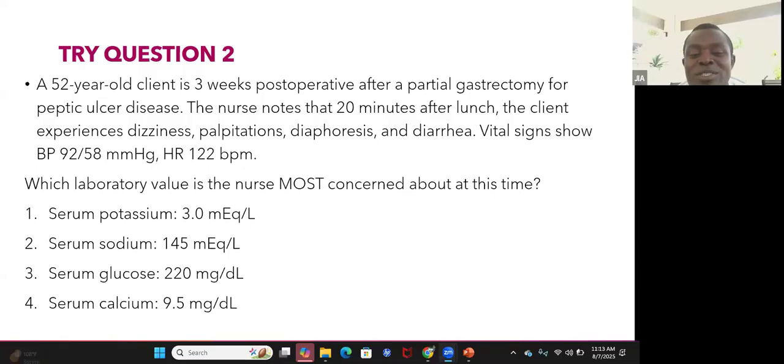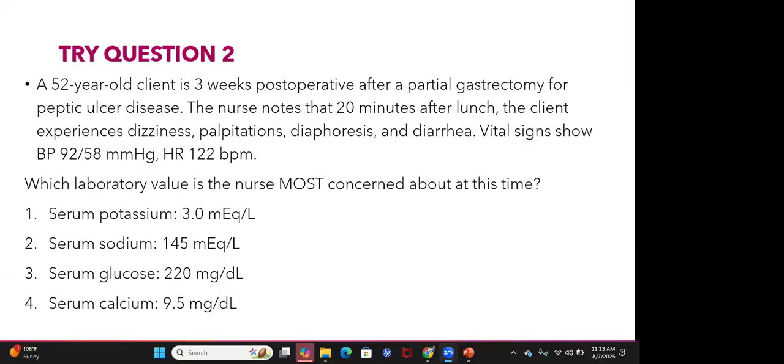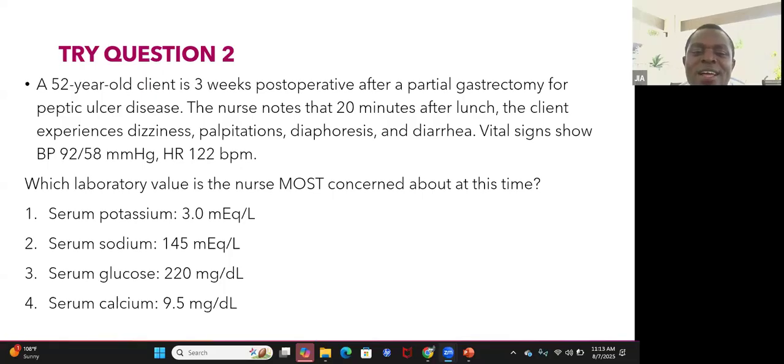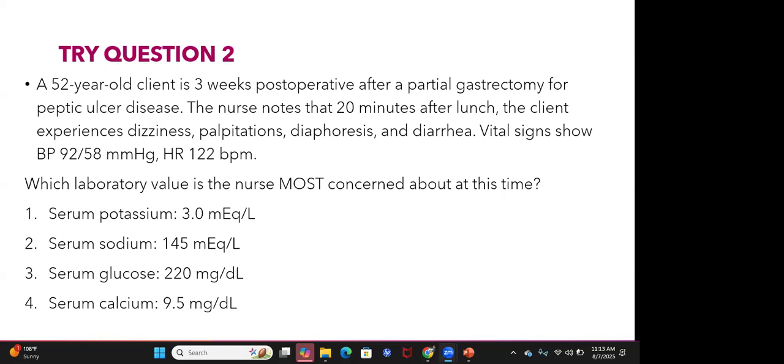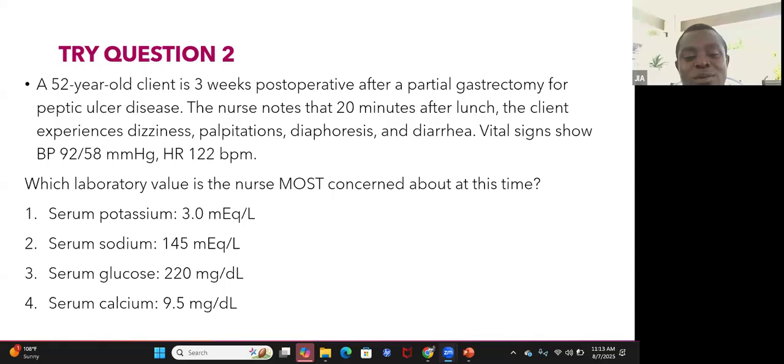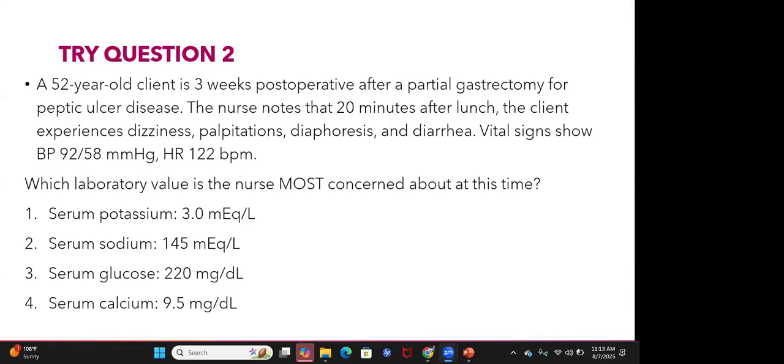Yes, of course. What's the normal potassium level? 3.5 to 5.0. Yes. Sodium is what? Sodium is 135 to 145, right? Yes. And the glucose level too.